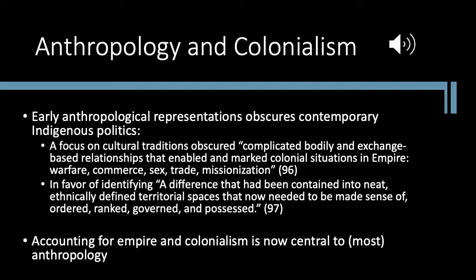So basically, Simpson says the problem with these kinds of early concepts of culture as bounded and fixed in terms of static traditions is that it obscures the complicated bodily and exchange-based relationships that enabled marked colonial situations in empire: warfare, commerce, sex trade, missionization. So it obscures both the larger context of colonial politics, as well as the ways in which people interacted with each other across cultural difference.